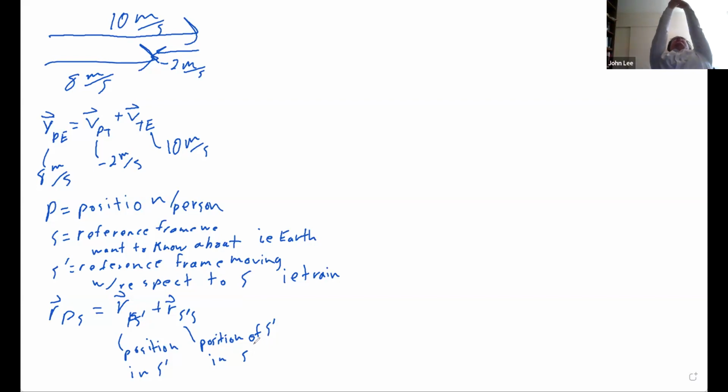So for example, if we're talking about two different reference frames, one which starts at a door and the other one which starts at a table, then the position in the table reference frame would be the same as the position in the door reference frame plus the displacement between the door and the table. I hope that makes sense. That's basically what's going on here.